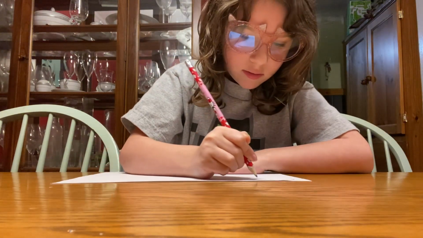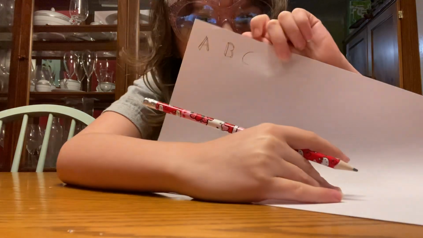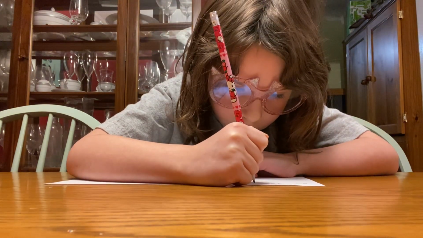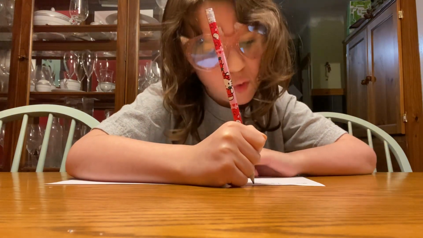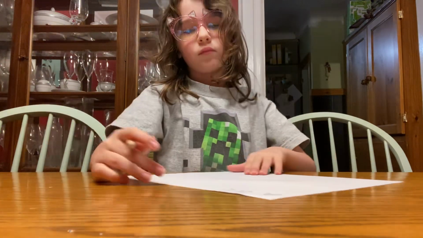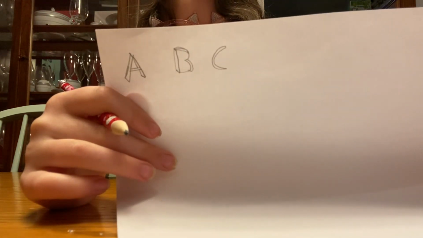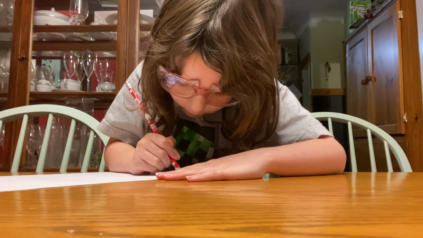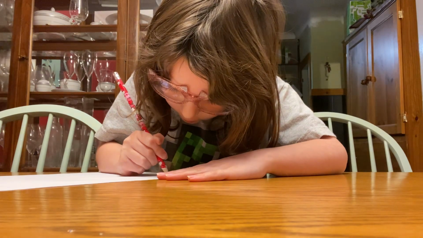Now C, it's an easy one. What you do is you make it a moon shape and you're done. It's basically a bubble letter. Yeah. If you want to add shadow, that's what I'm doing right now. That's why we're not going on with the video.